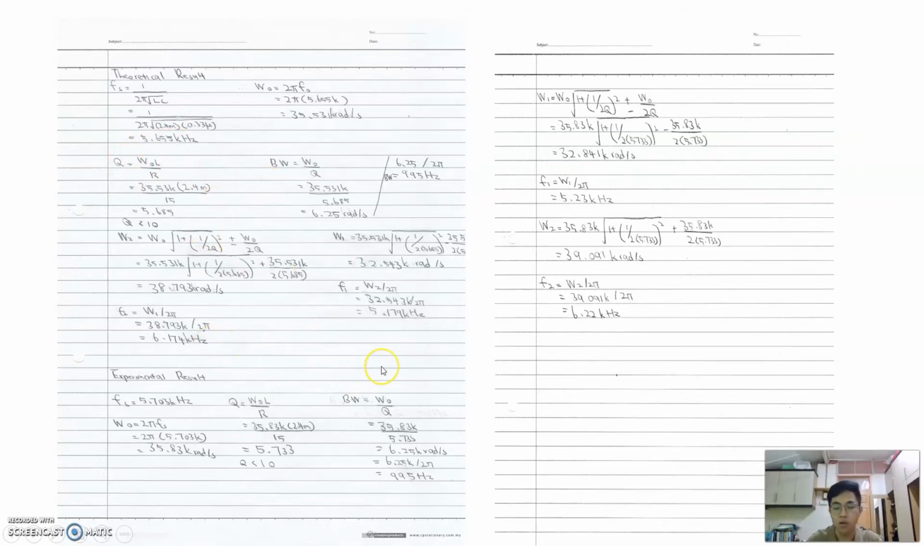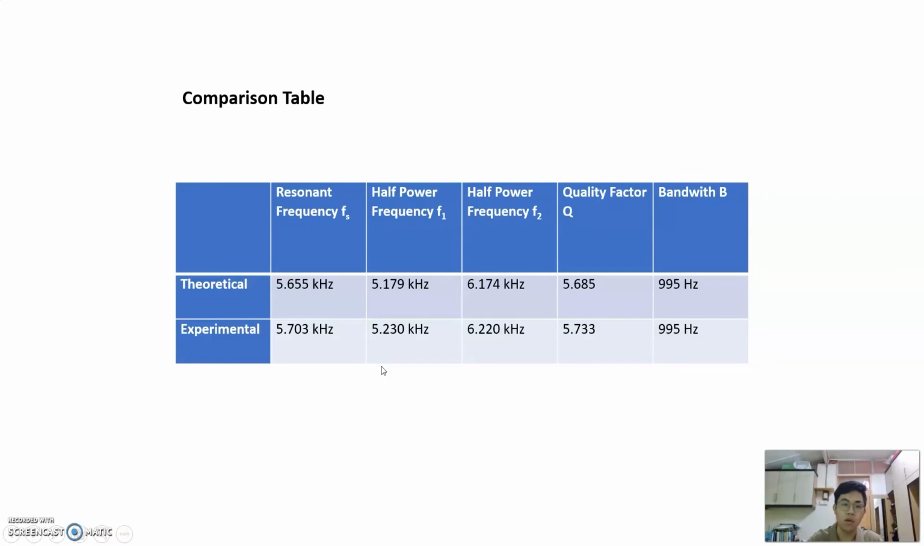After we get all the values, we put them in the comparison table, where we can compare the theoretical result and the experimental result. So we have resonant frequency, half power frequency f1, half power frequency f2, quality factor and bandwidth. So this is my presentation for Part B.